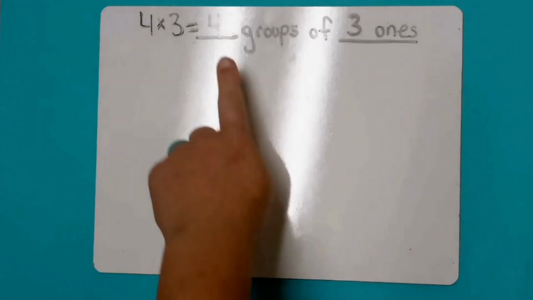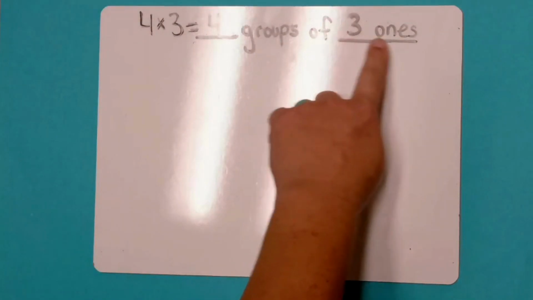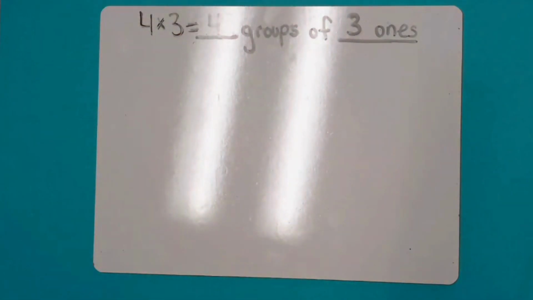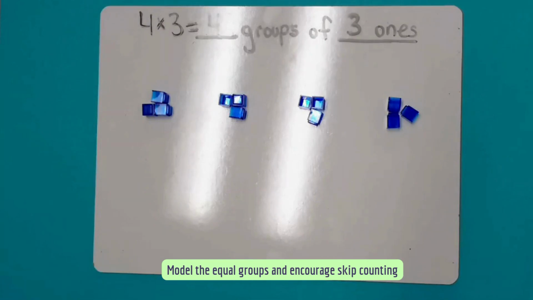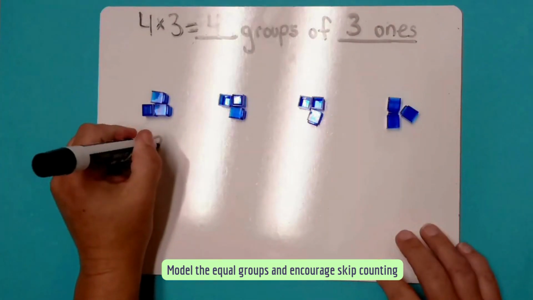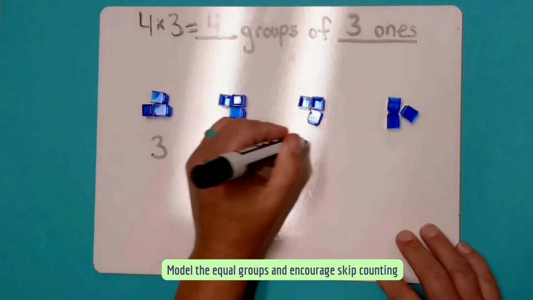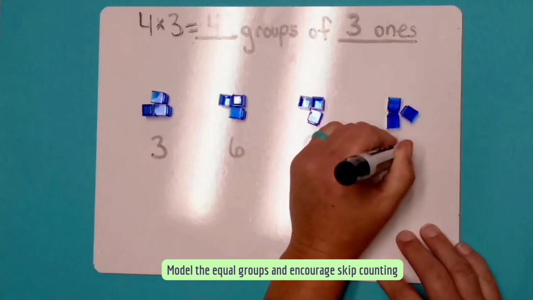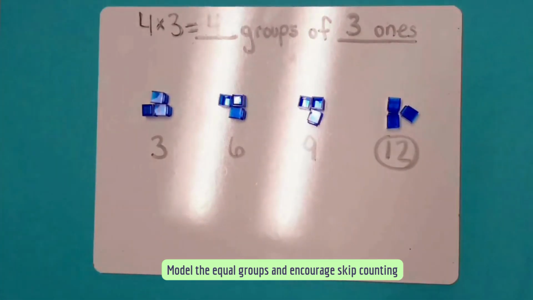Begin by reviewing what multiplication means, which is equal groups of equal amounts. Have students model it with manipulatives and reinforce skip counting and repeated addition to solve for the product.